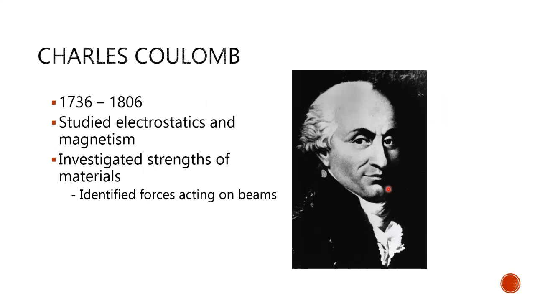In 1736 to 1806, there was another person who studied electromagnetism, so electrostatics and magnetism. And also, by the way, he investigated strengths of materials. So not only on the smaller scale, on atoms, electrons, protons and neutrons, but also on the macro scale, the forces acting on beams. He is Charles Coulomb. The SI unit of charge is named after him.